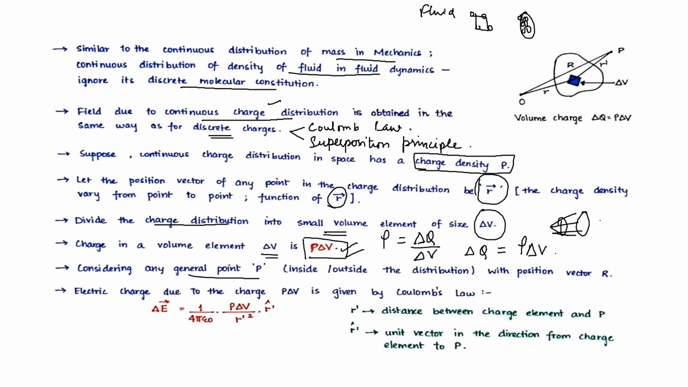Considering any general point P inside or outside the distribution with position vector capital R, the electric field due to the charge rho del V is given by Coulomb's law. That is, the electric field is given like this: del E equals 1 by 4 pi epsilon naught into charge, that is charge density into volume, which gives the amount of charge, by r square. Here r dash is the distance between the charge element and point P, whereas r cap is the unit vector.